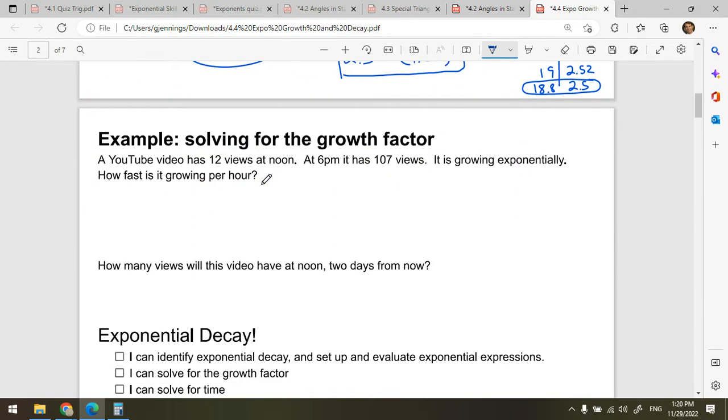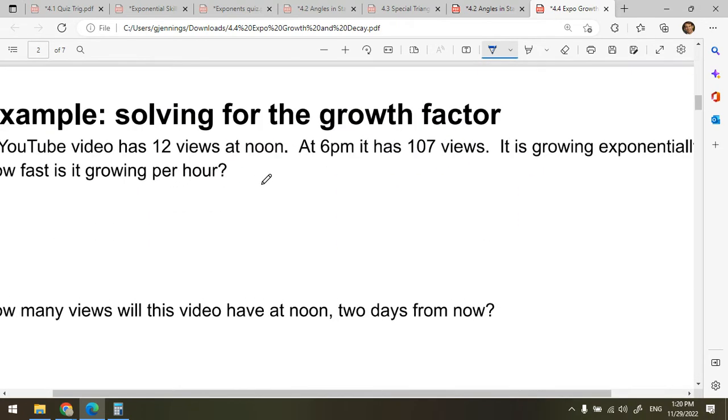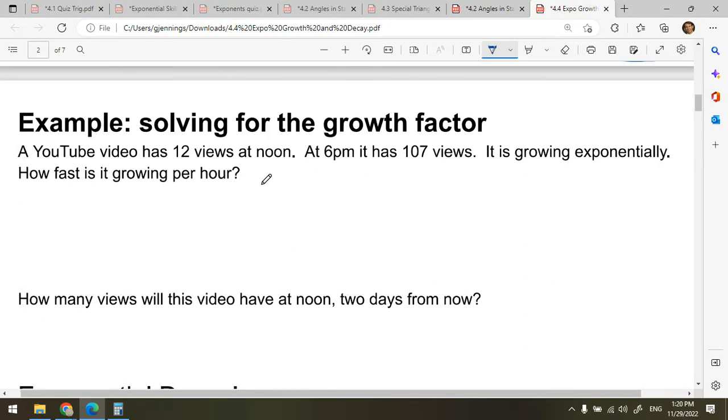Okay, other times you're going to have to solve for the growth factor. Let's say we have a YouTube video that has 12 views at noon, and at 6 p.m. it has 107 views. And we're told this is growing exponentially, so there's some exponential function where the amount of views is a function of time, where time is the number of hours, and that's going to be equal to the initial amount multiplied by the growth factor raised to the power time.